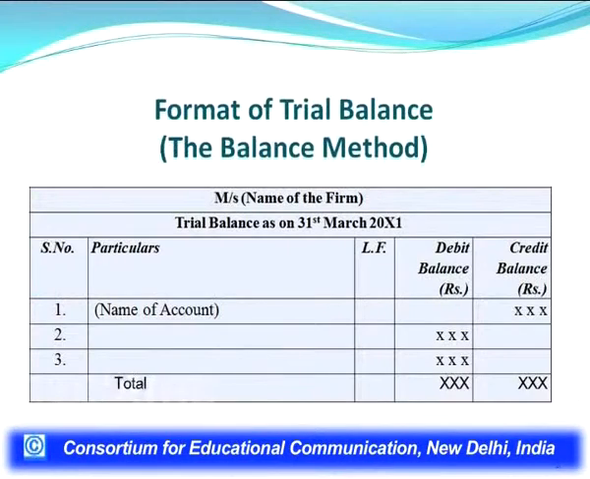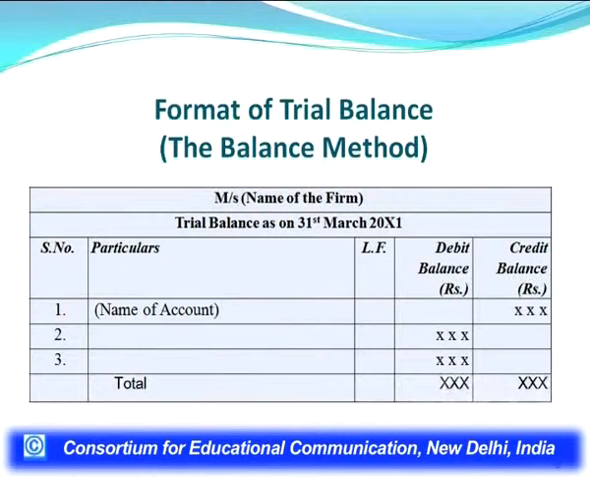We could see the format. This is the format of the trial balance under the balance method. First of all, we need to record the name of the firm. Then in the next line, trial balance as on the particular date on which it is to be prepared. I have given here an imaginary date, 31st March 20X1. Then we have the five columns. The first column is serial number. The second column is particulars, in which we need to record the name of the accounts. The next column is LF, ledger folio, the folio of the account from which we are bringing the account balance.